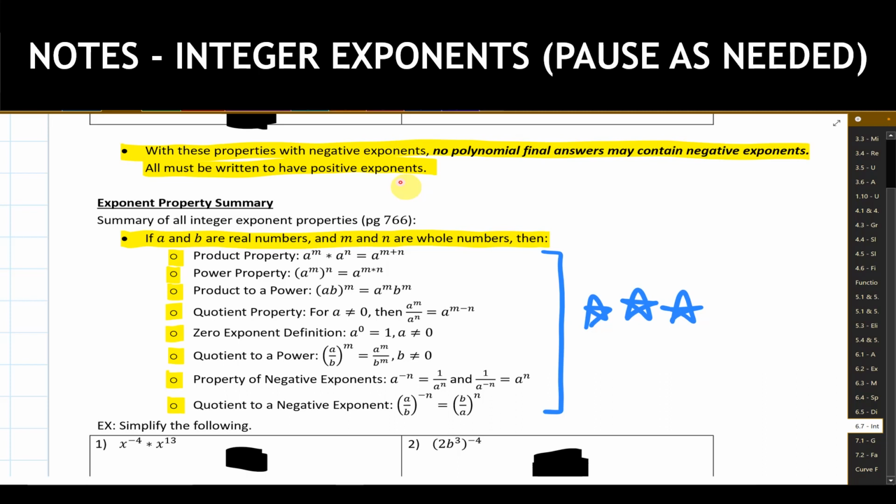There's going to be one exception to that we are going to see with the scientific notation showing up later on. But again, that is the lone exception to this. Everything else, when we're working with just fractions and polynomials, you're going to be required to have only positive exponents for your final answers there.